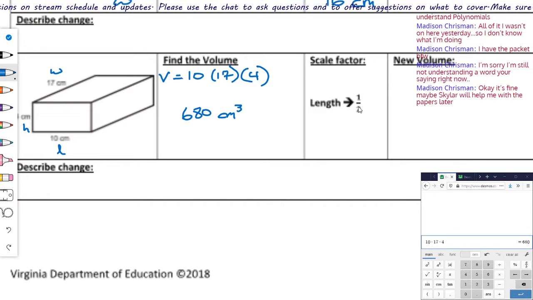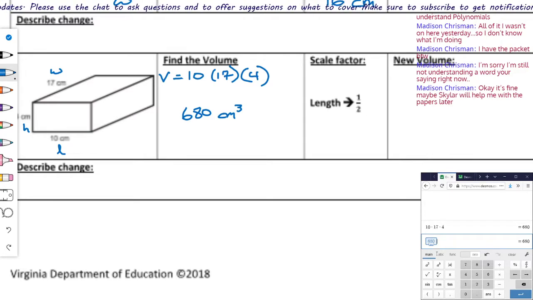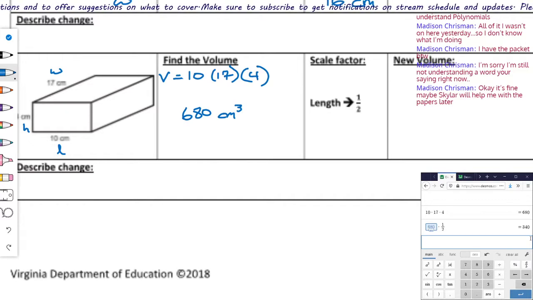increased by a scale factor of 1/2, our new volume should be what the original was times 1 divided by 2, so by 1/2. So we should get a volume of 340, but we're going to check that, okay? So I'm going to leave that there to save, just to remember. I'm going to write that down here. So it should be 340.